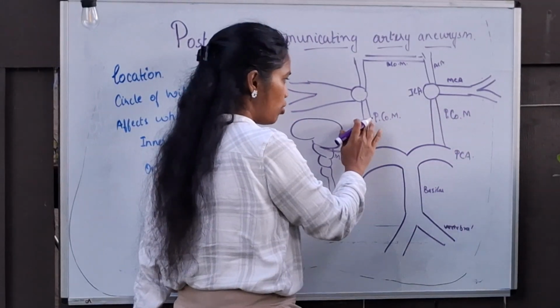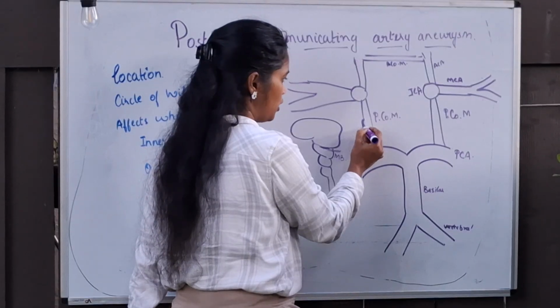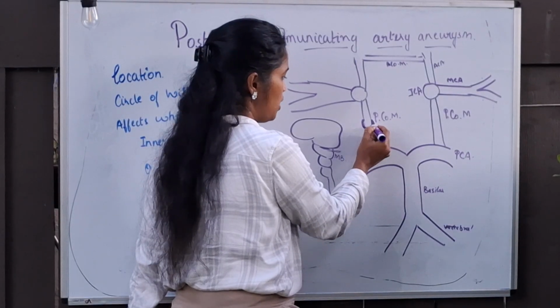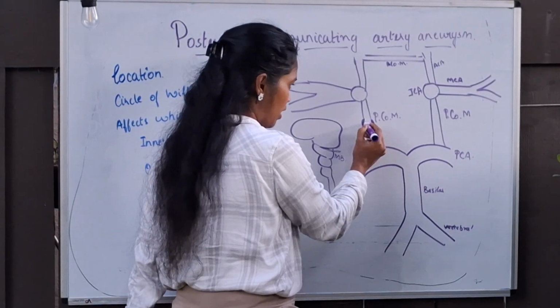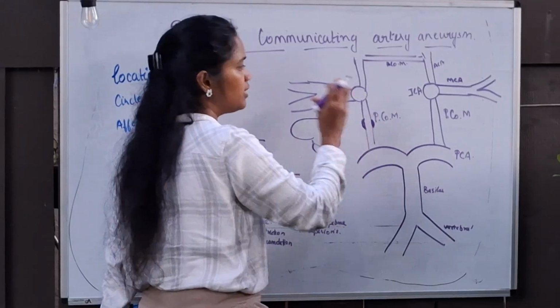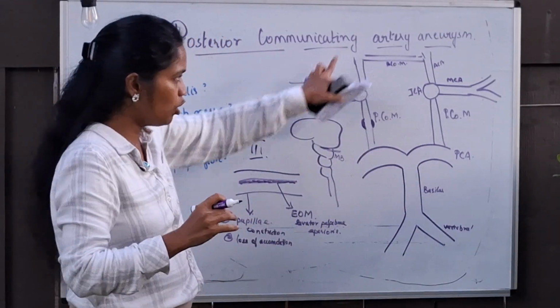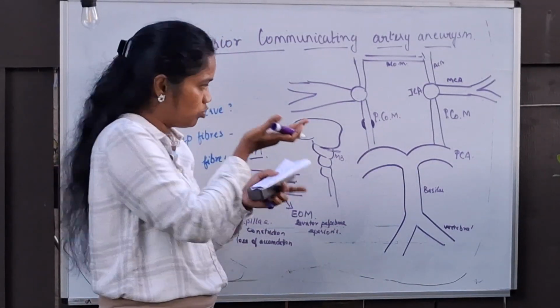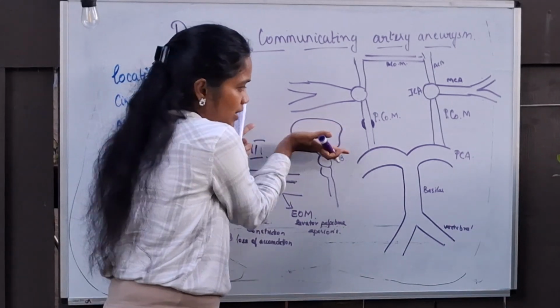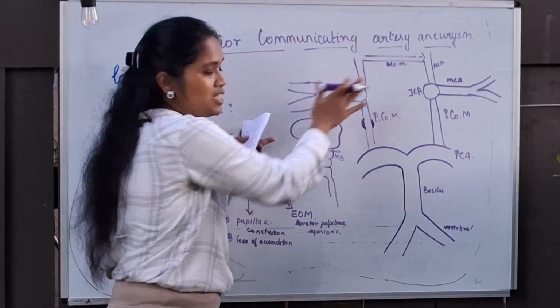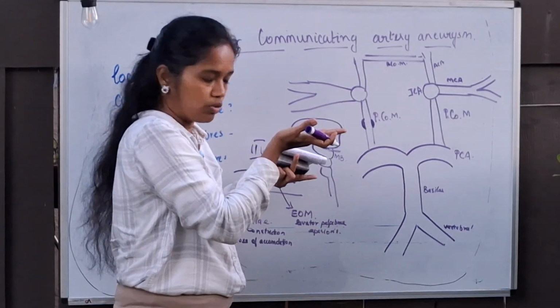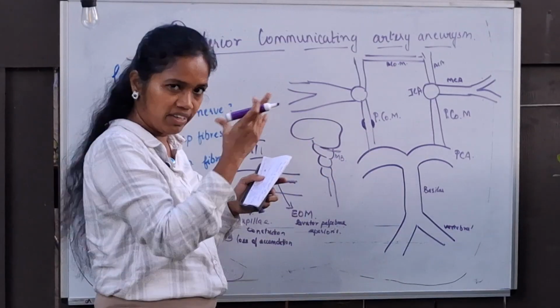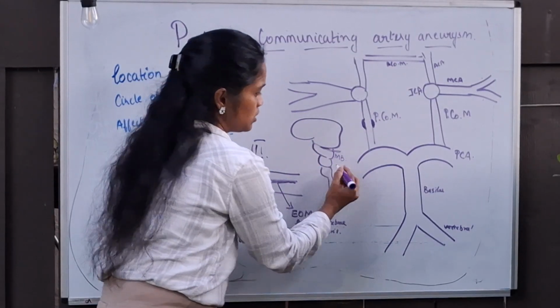Any aneurysm of the posterior communicating artery will affect which nerve? It will affect the third cranial nerve. Why? This circle of Willis is present exactly at the base of the brain. So if this is the brain, then the base of the brain is where the circle of Willis supplies blood, and then we have the midbrain, pons as well as the medulla.